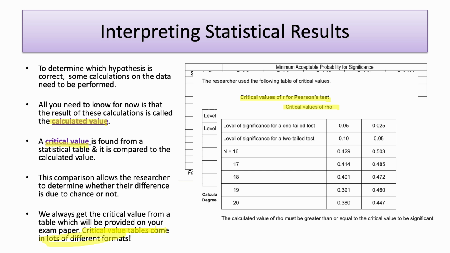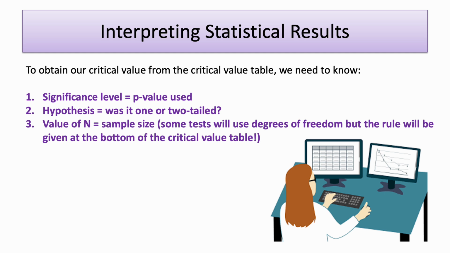Now, in order to read from the critical value table, you need to know three things. You need to know what p-value is used. It's always 0.05 unless the question states otherwise. You need to know your hypothesis. Was it one-tailed, directional, or was it two-tailed, non-directional? Critical values tend to be higher for one-tailed tests because you've got to be more certain because you are predicting a specific outcome. And then you need to know the value of n, which is your sample size.